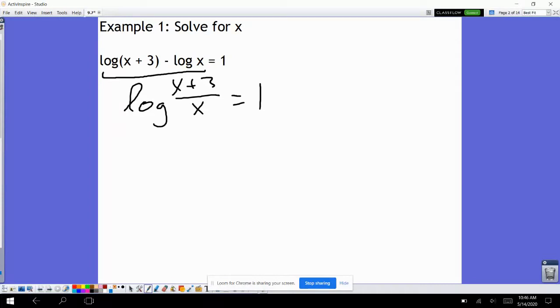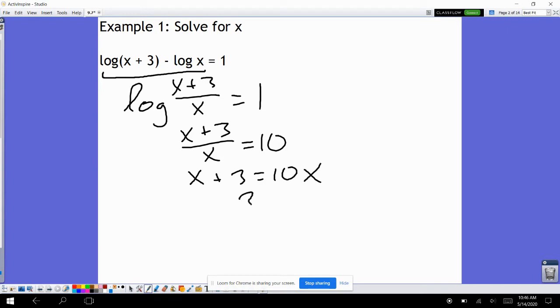Now our log has a base of 10, so when we rewrite this as an exponential, we're given x plus 3 over x is equal to 10. Now we have an equation we can solve. Multiply by x: x plus 3 is equal to 10x. Subtract x: 3 is equal to 9x. Divide by 9, we get x is equal to 3/9, or x is equal to 1/3. So I can use my properties of logarithms to rewrite my equation as one exponential. Remember, this 10 is really 10 to the first, which is just 10. So x is equal to 1/3.